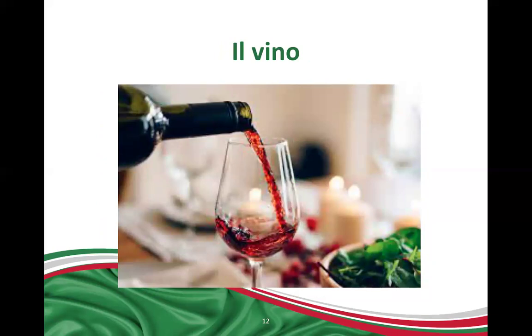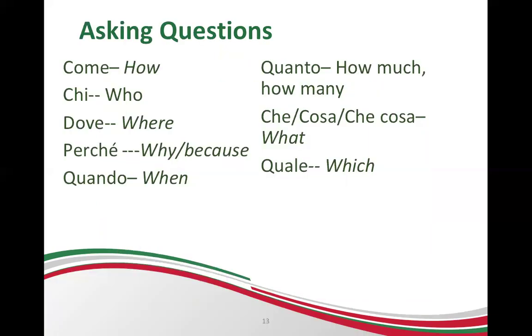All right, so we did that at the beginning of class. Later on, we talked about asking questions. Now, I'm giving you all of this vocabulary at the beginning of the course, but we're going to focus on different questions, different interrogatives, and formal questions that require a phrase throughout the course. So don't get overwhelmed. We have come, which is how, as in come ti chiami? How do you call yourself? Come stai? How are you doing?